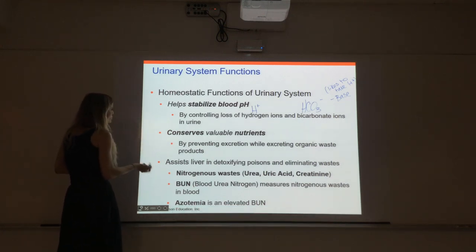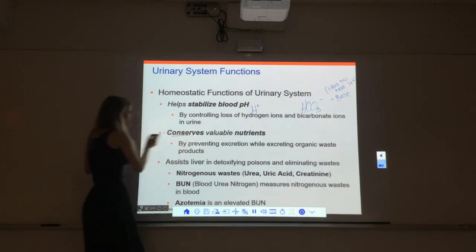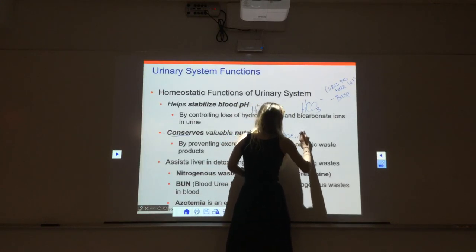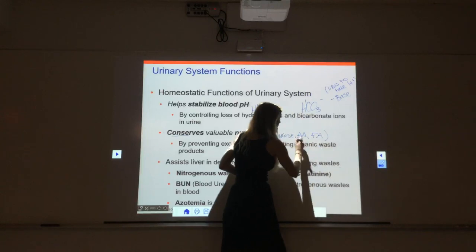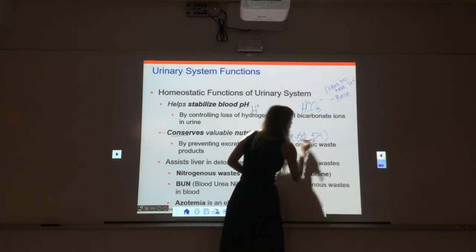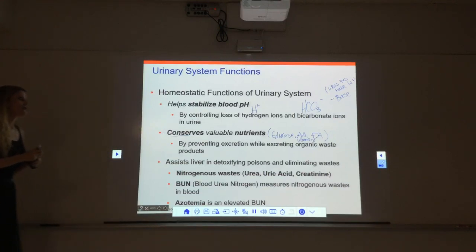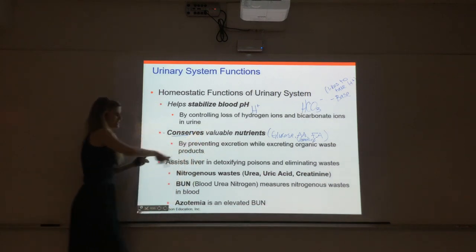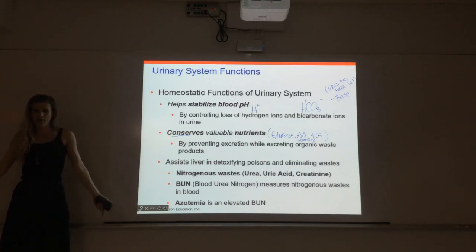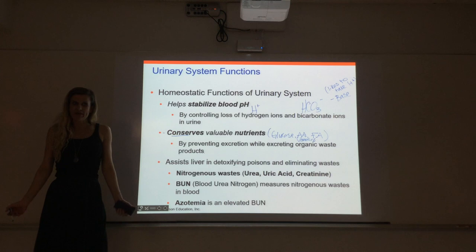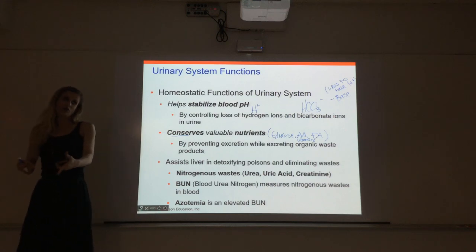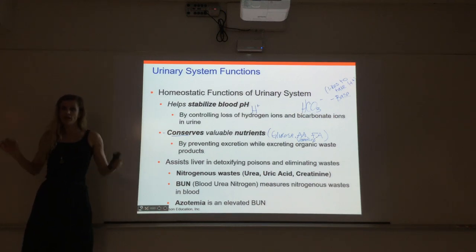Okay. The urinary system is also important because it allows us to conserve nutrients. So things like glucose, amino acids, fatty acids, vitamins, minerals, all these useful things we're able to conserve while we still get rid of waste products. Okay, and this is important. So when the kidneys filter all the stuff out of the blood to go into the urine, we're just filtering based on size. So there's a lot of good stuff that gets filtered out, but we don't urinate all of that out. We're able to decide what we want to keep and what we want to get rid of.